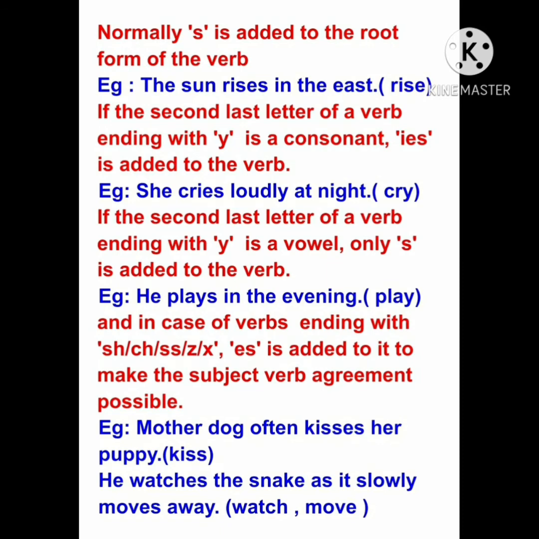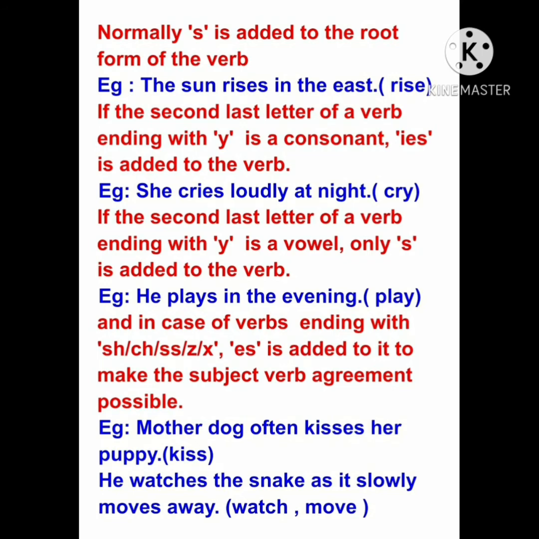Normally, s is added to the root form of the verb to take it to the S form. The sun rises in the east. Here, the root form of the verb is rise. As a normal procedure, only s is added to take it to the S form. But if the second last letter of a verb ending with y is a consonant, ies is added to the verb.